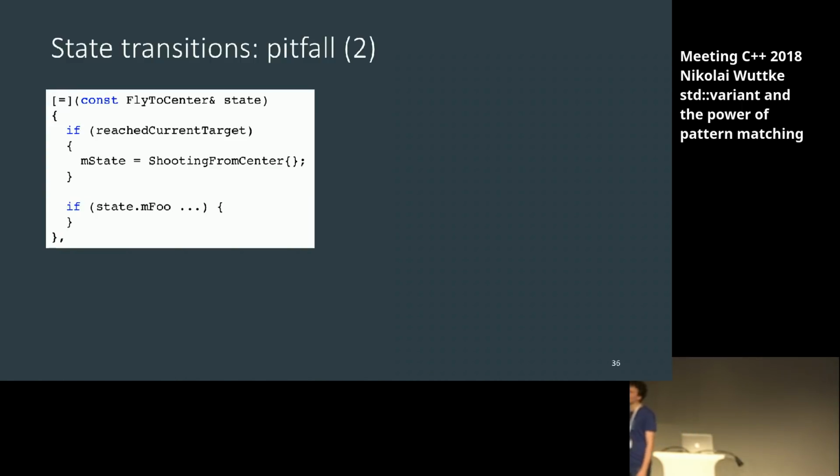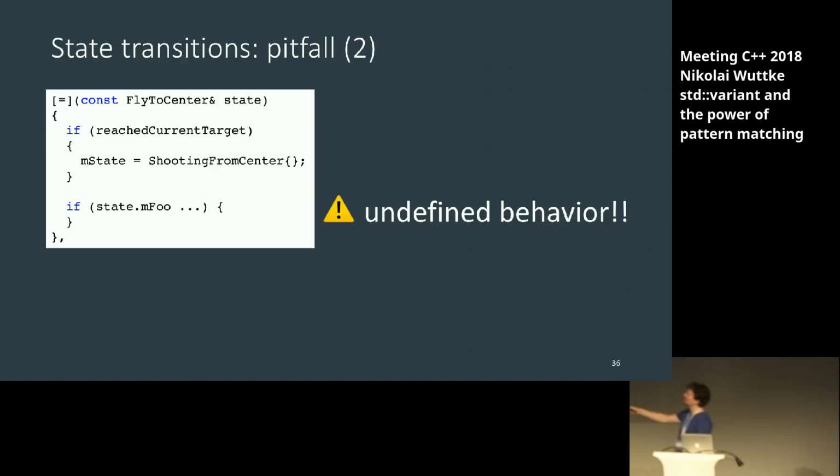But what if you have codelets like this, where after you've reassigned the state, you want to refer again to the reference that's your function argument. And the problem here is that this state is a reference to an object that's inside the mState variant. And as soon as you reassign a new object, it gets destroyed. So after this line, state is a dangling reference, basically, which means you get undefined behavior if you then try to refer to it.